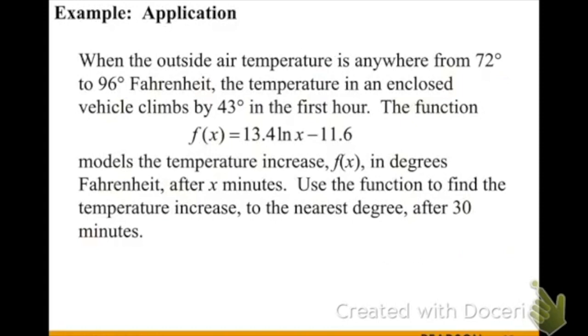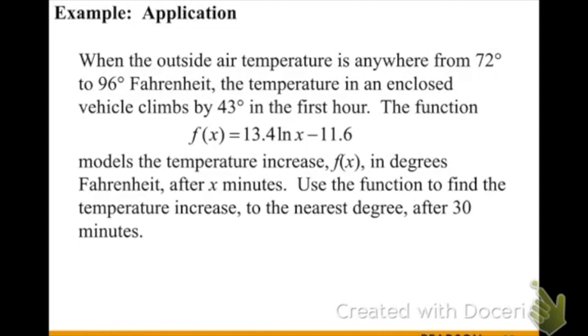So here's an application of natural logs. It says when the outside air temperature is anywhere from 72 degrees to 96 degrees Fahrenheit, the temperature in an enclosed vehicle climbs by 43 degrees in the first hour. The function f(x) = 13.4 ln(x) - 11.6 models the temperature increase f(x) in degrees Fahrenheit after x minutes. Use the function to find the temperature increase to the nearest degree after 30 minutes. Pause the video here and try this one on your own.